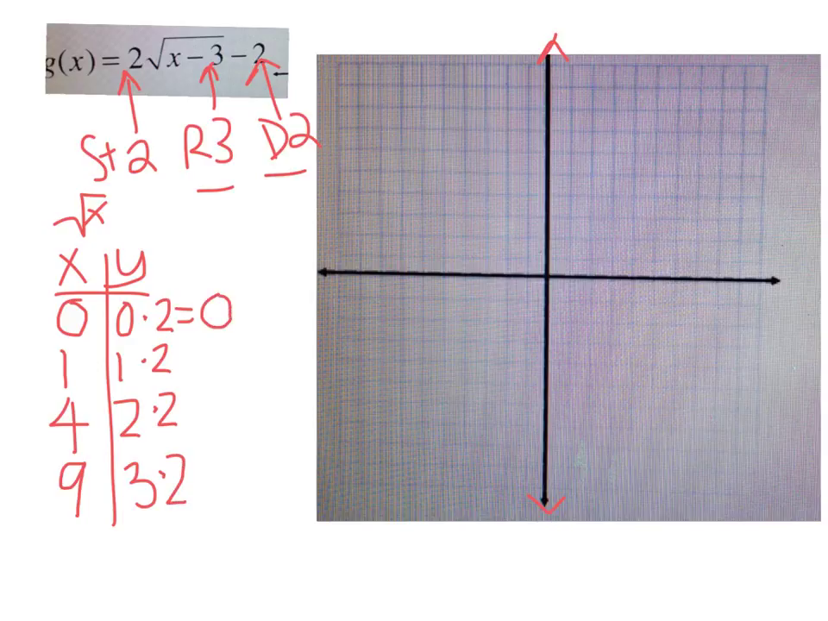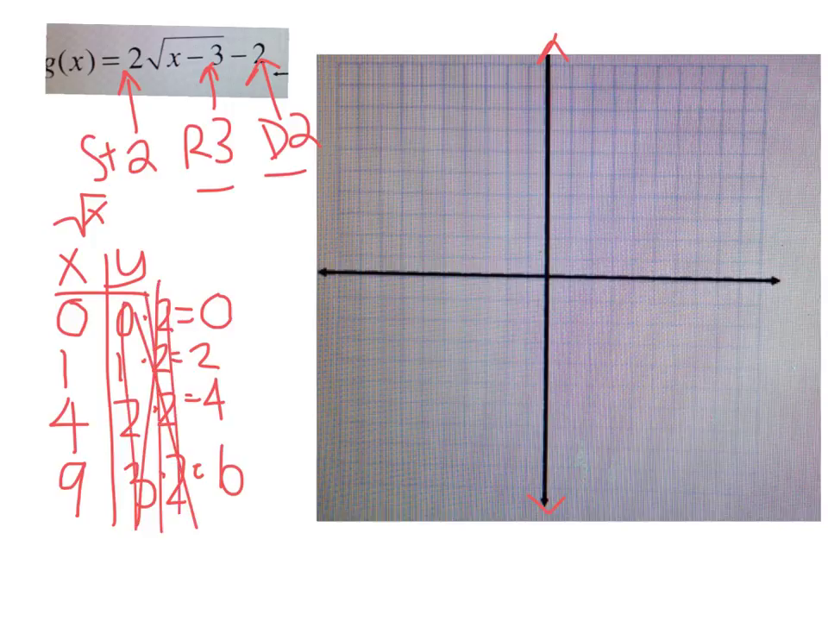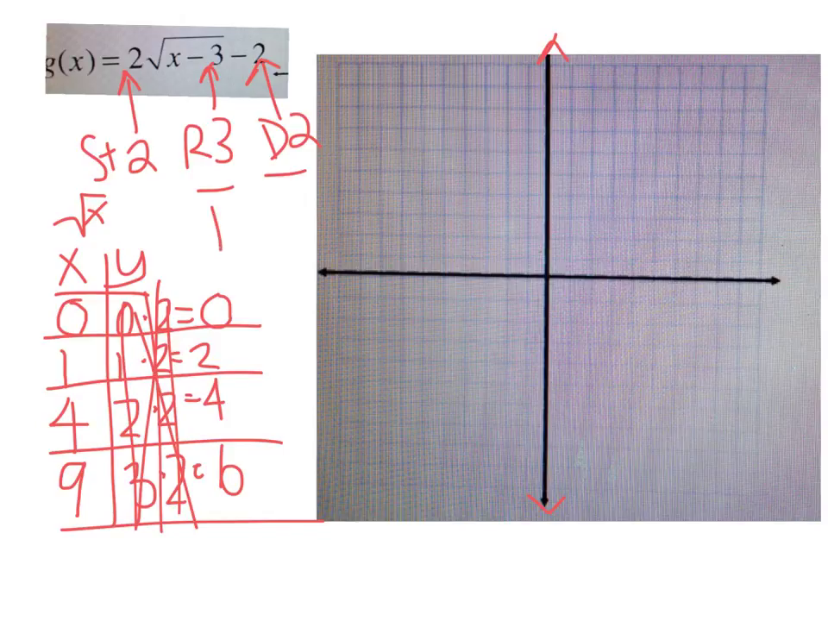So 0 times 2 is 0, 2 times 1 is 2, 2 times 2 is 4, and 3 times 2 is 6. These are our new y coordinates. So these 0, 1, 2, and 3 don't exist anymore. Now our points are at (0, 0), (1, 2), (4, 4), and (9, 6). Now we can plot those points, but then we also have to remember to move them right 3 and down 2.